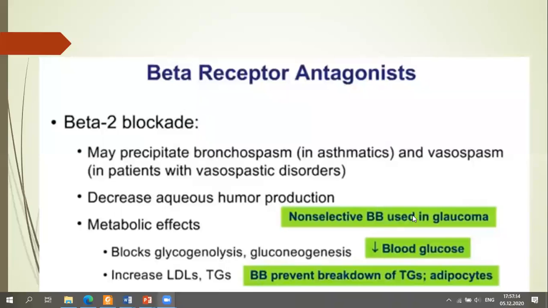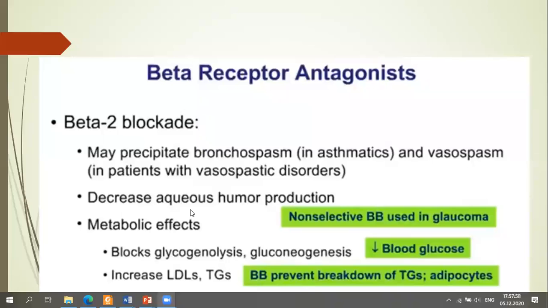Now, non-selective beta blockers are used in glaucoma, okay? By decreasing aqueous humor production, the liquid inside of the eye will be in a lower amount. If it's in a lower amount, it will not apply so much pressure, and the eye's seeing will be done in a normal way, without any diseases, without any pain. But if there is an increase in this humor, the vice versa will occur, okay?